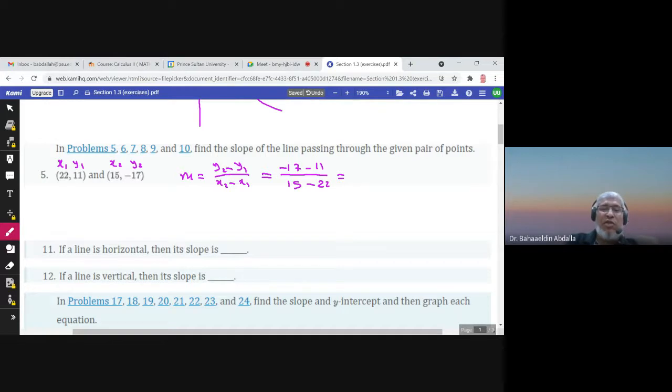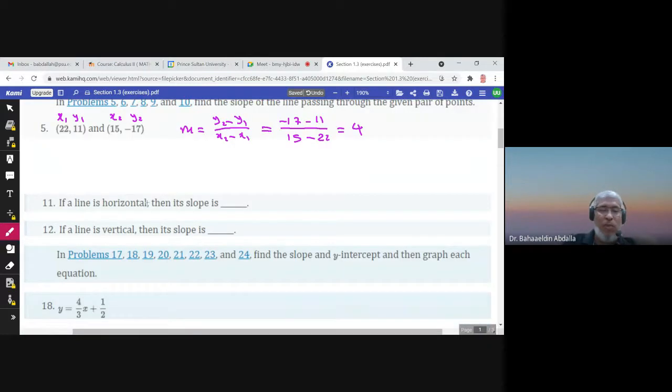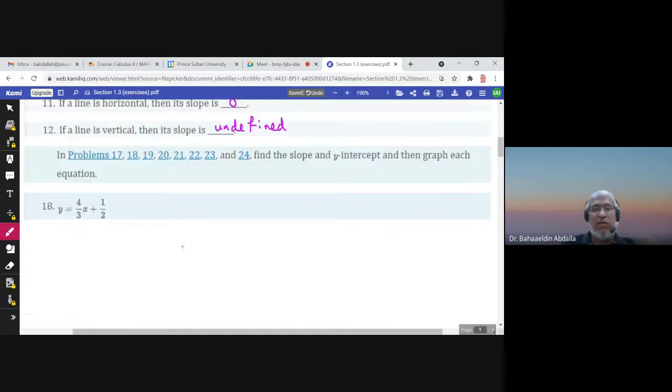Of course, you can switch between the 2 points and call the first one x2, y2, and the second one x1, y1. I mean, you can switch between them, no problem. You will get the same answer. You use the calculator to find that the answer is 4. So the slope of this line is 4. If a line is horizontal, then the slope is 0. The slope of the horizontal line is 0. If a line is vertical, then its slope is undefined. The slope of the vertical line is undefined.